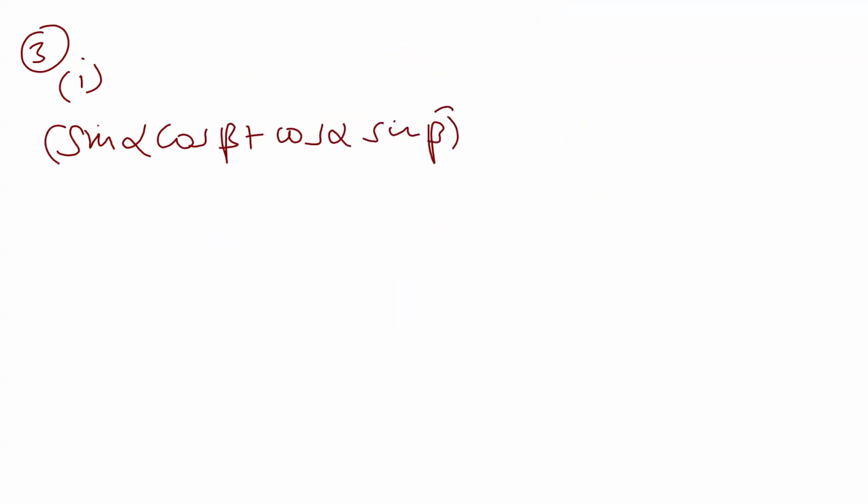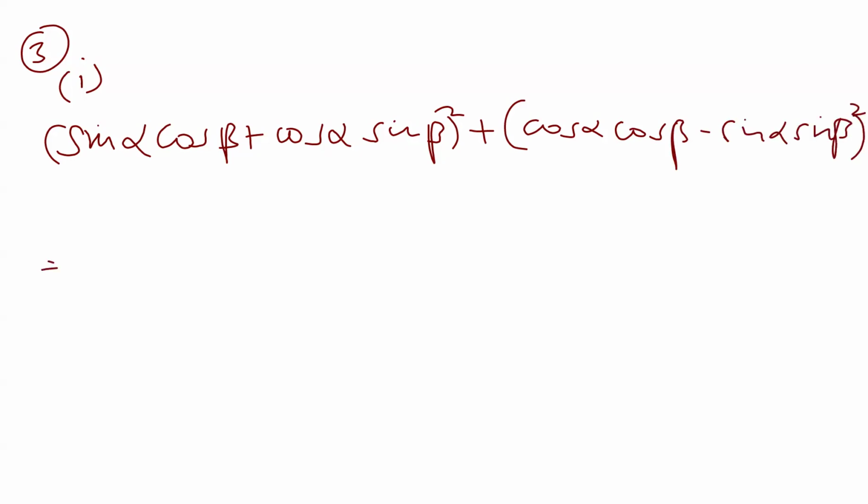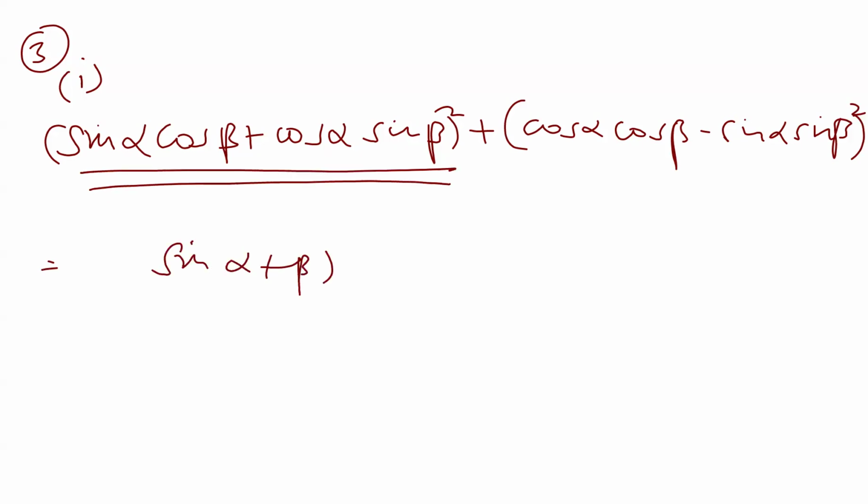Three, sub question 1. Okay, so there are two terms over here: sin alpha cos beta plus cos alpha sin beta, the whole square, plus cos alpha cos beta minus sin alpha sin beta, the whole square. So this is sin alpha plus beta, the whole square.